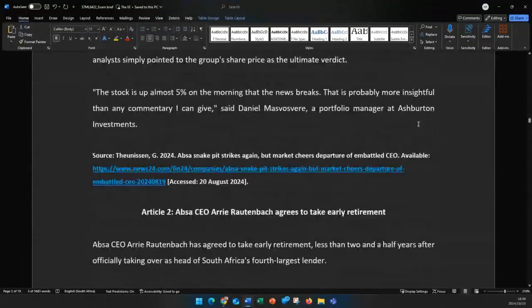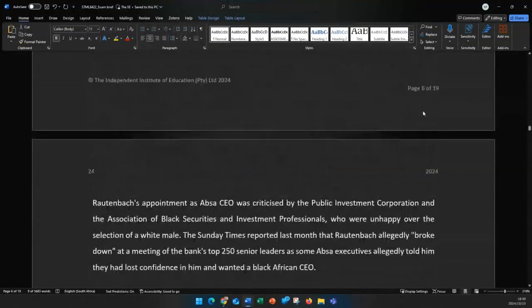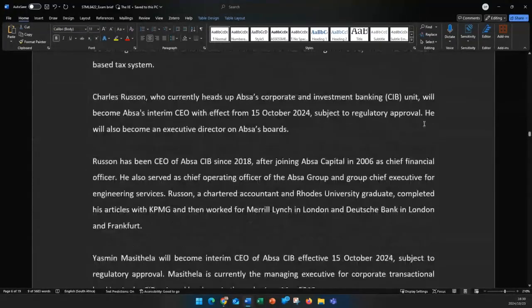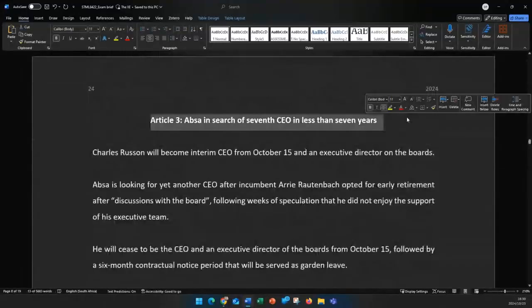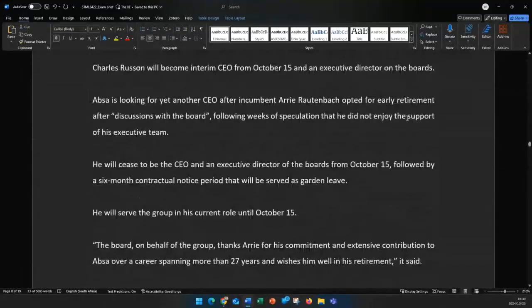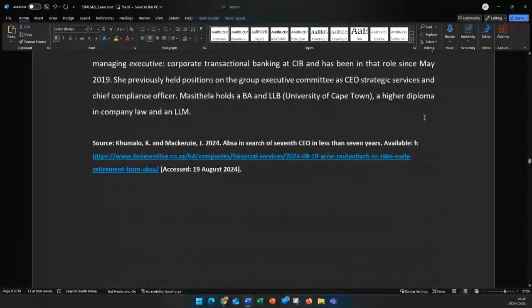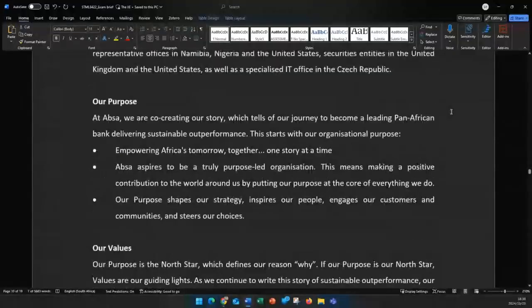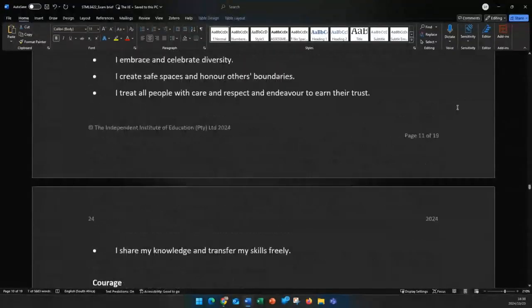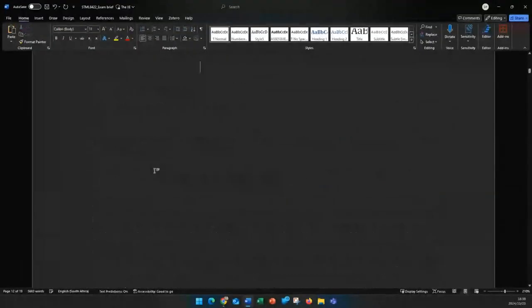So it talks about the second one. So Article 1, 2, 3 again is ABSA, so that will be part of one of the exams. And then Article 4 is ABSA as well. So what you've got in those 4 articles is the fact that there is significant enough information to work on.